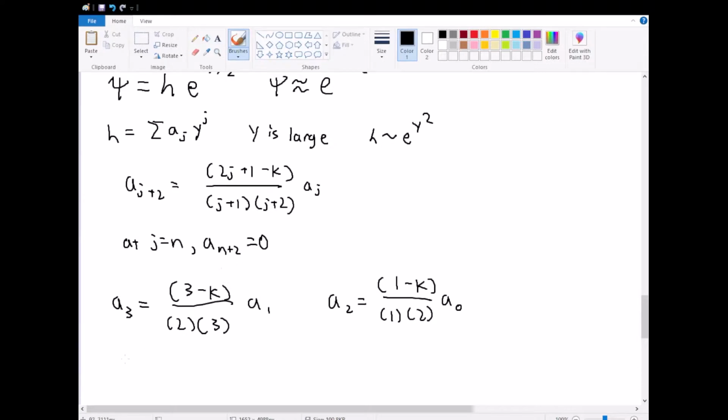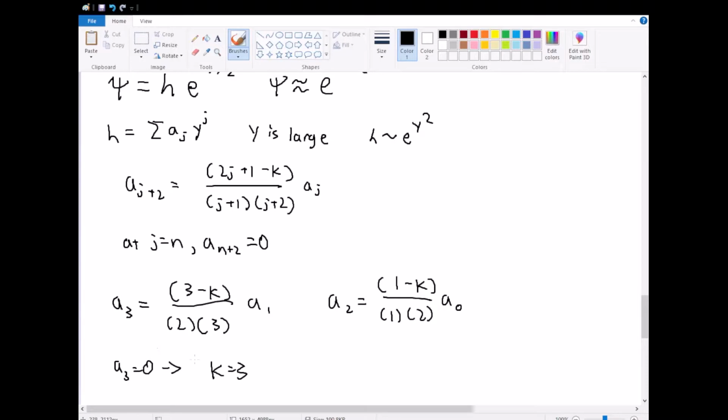So let's suppose that our truncation term is n equals 3. What will happen is that if a3 equals 0, then that implies that k has to equal 3, because A1 is a non-zero term. These are both non-zero terms. So k has to equal 3 so that this top term equals 0, so that a3 equals 0.